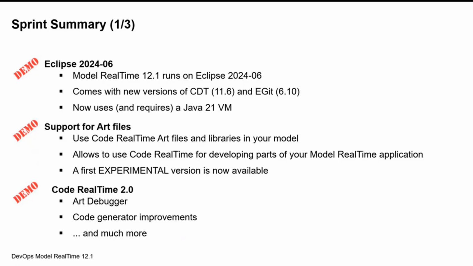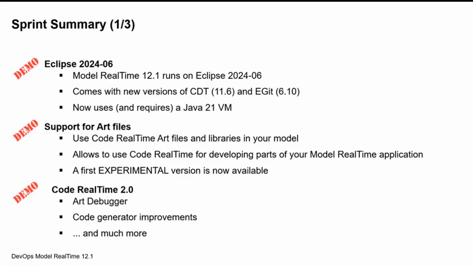One big feature that we have in both 12.1 and 12.03 is that you now can start using Code RealTime together with Model RealTime. Just a recap for those of you who may not remember exactly what Code RealTime is: it's a version of Model RealTime, you could say, that runs in Visual Studio Code and Eclipse Theia, and it allows you to create the same kind of applications as you can do with Model RealTime, but in a more textual way, and still with diagrams, but with more focus on code.